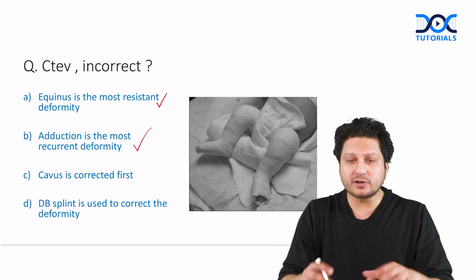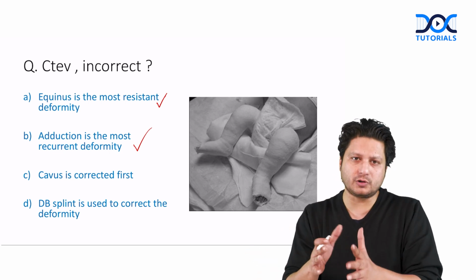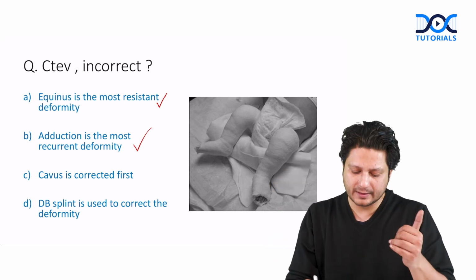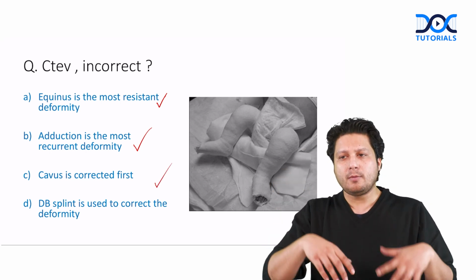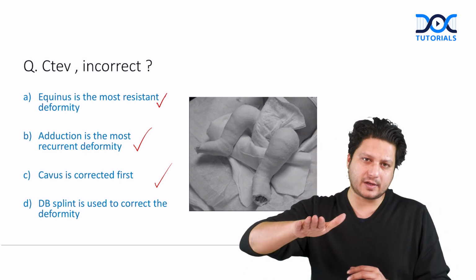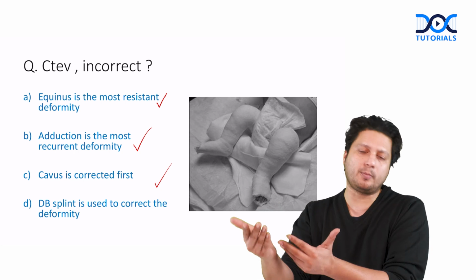Then adduction is the most recurrent deformity. This is also true. Like forefoot adduction is the most recurrent deformity. Cavus is corrected first. You know, both in case of Ponseti as well as in case of Kite's method, it is the cavus which is corrected first by putting the foot more into supination.